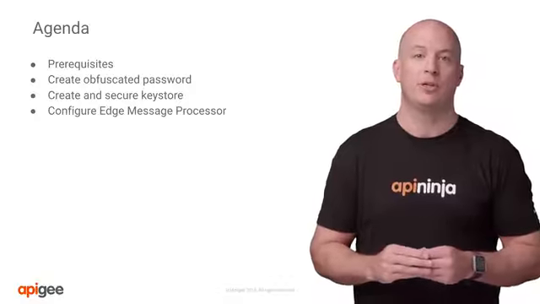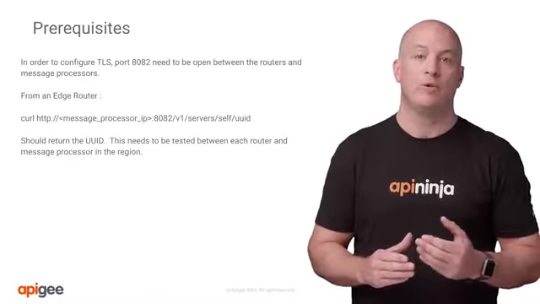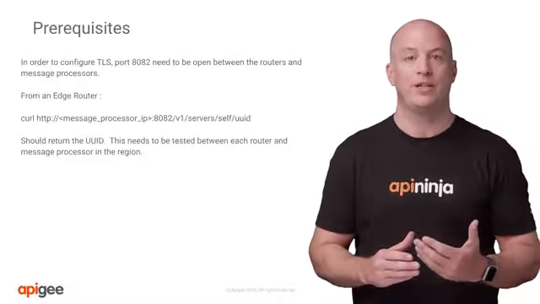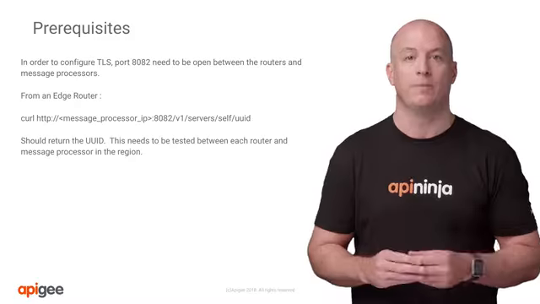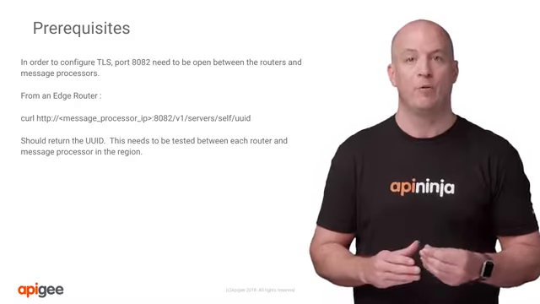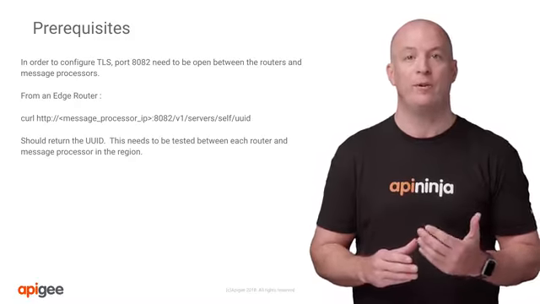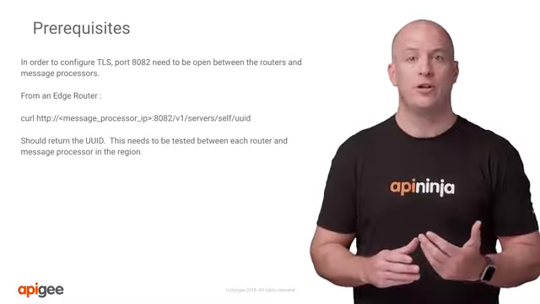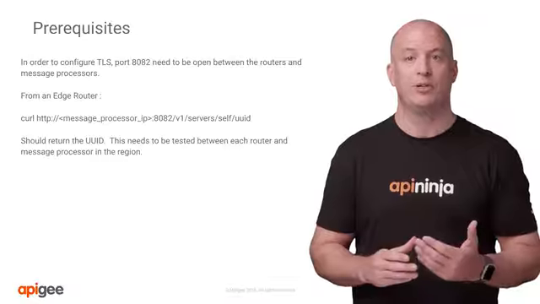In order to configure TLS, port 8082 should be open between each router and message processor in each region. In order to test, perform a curl from each router to every message processor. The curl shown on screen should return a UUID for each message processor being tested.